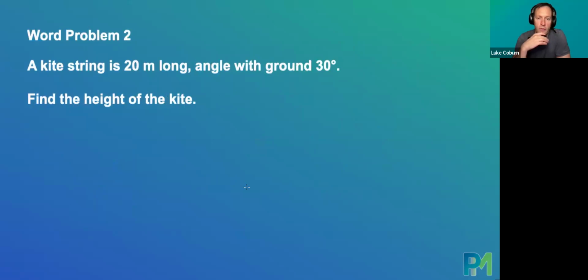So, okay. Right, a kite string is 20 meters long. The angle with the ground is 30 degrees, and now find the height of the kite. Now, already your brain might go, wait, there's something that I don't quite like about this. If you've ever flown a kite, so here's you, and here's a kite up here in the air, you'll notice from your perspective that it's not a straight line.